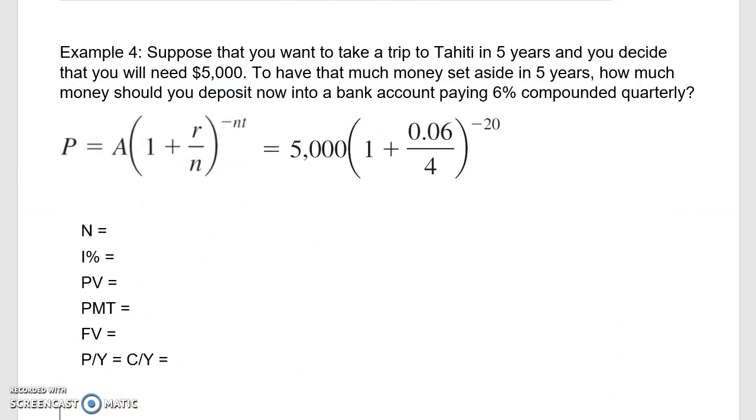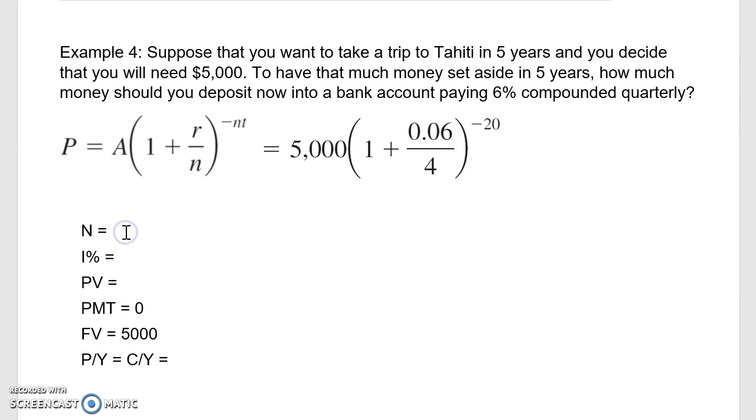Here's another example I have. Say you want to take a trip to some tropical place. Oh, doesn't that sound nice right now, in 5 years? And you decide that you will need $5,000. So you're going to need that $5,000 in the future. So the 5,000 goes in as the future value. To have that much money set aside, how much should you deposit now? That's a one-time only deposit, so that means we're going to be solving for payment. I don't know that right now, but I need to hold the spot. To deposit now into a bank account paying 6% compounded quarterly.